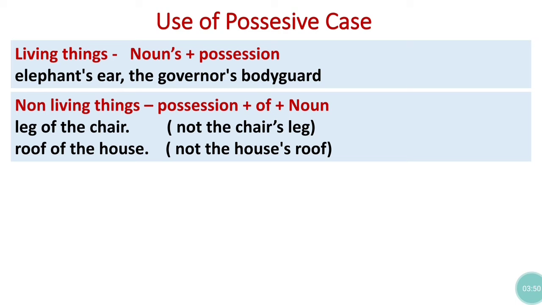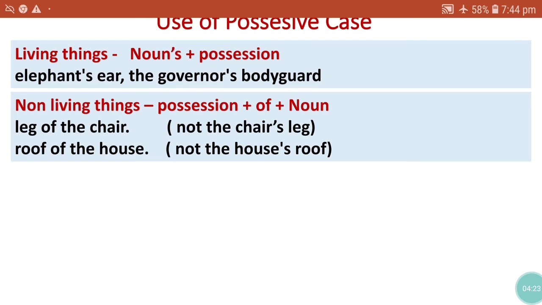In the next sentence, roof of the house. It is correct. We don't say house's roof. So we write the possession first, then the preposition of, then the noun. This is the sequence. So to show possession, we use the preposition of with the noun. Here, chair's leg is incorrect and house's roof is incorrect. So apostrophe s is not used with non-living things to show possession.